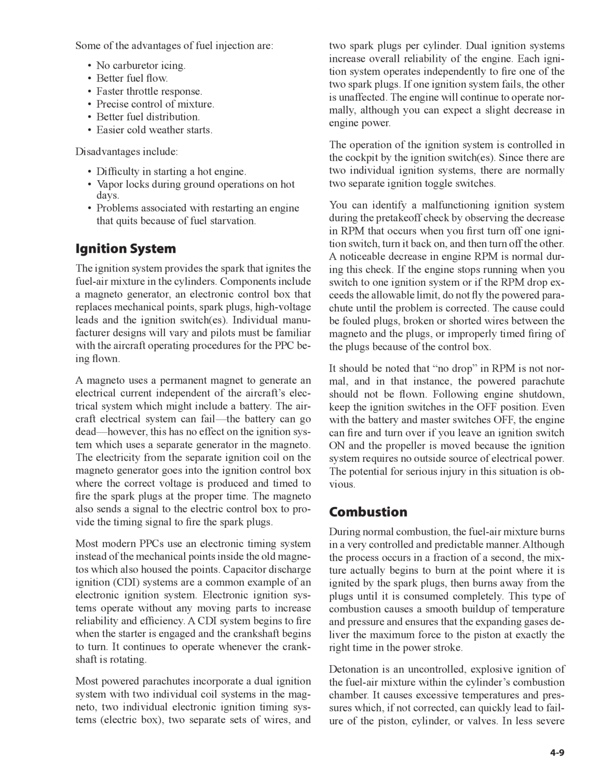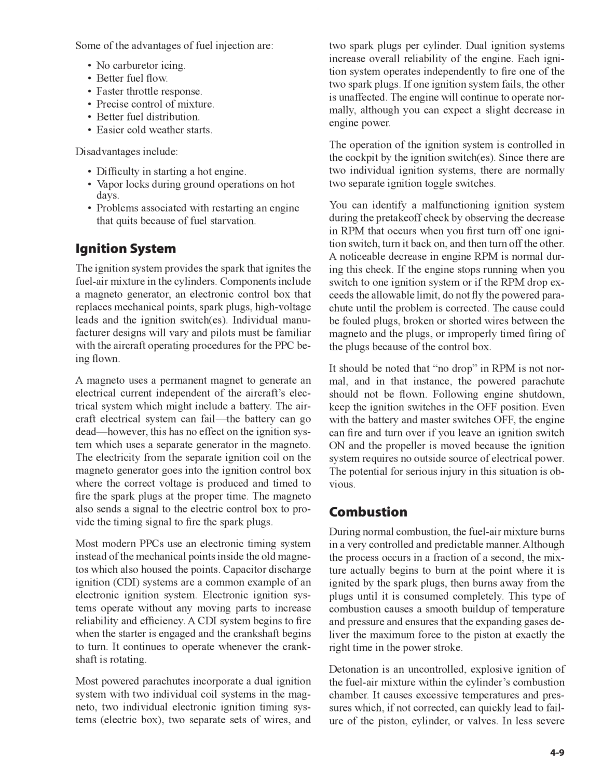Ignition system. The ignition system provides the spark that ignites the fuel-air mixture in the cylinders. Components include a magneto generator, an electronic control box that replaces mechanical points, spark plugs, high voltage leads, and the ignition switches. Individual manufacturer designs will vary, and pilots must be familiar with the aircraft operating procedures for the PPC being flown.